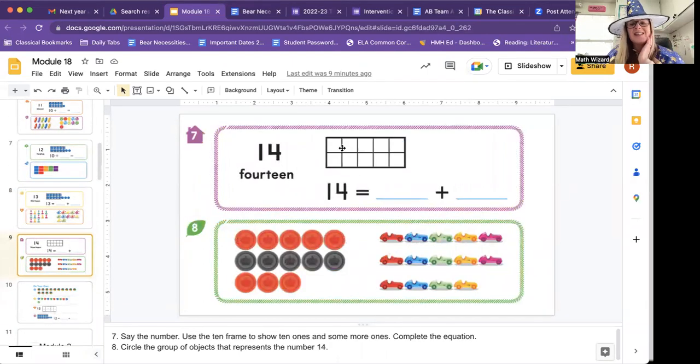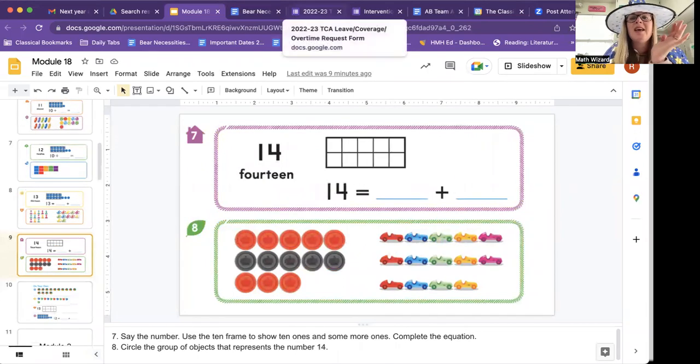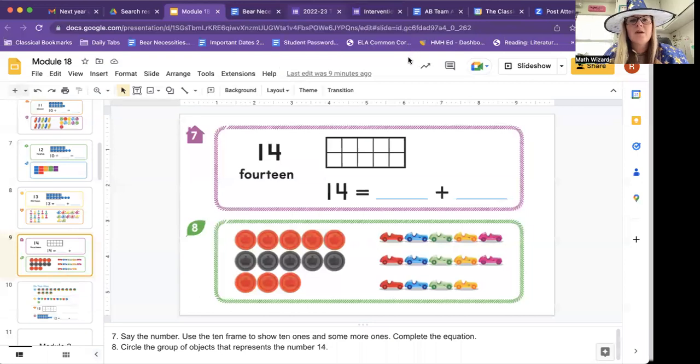Good. Now, number 14, look, they left this empty, so we get to color it. We get to put in some circles. All right, there we go. Some circles. 1, 2, 3, 4, 5, 6, 7, 8, 9, 10. Let's count up from 10 up to the number 14. So 10, 11, 12, 13, 14.